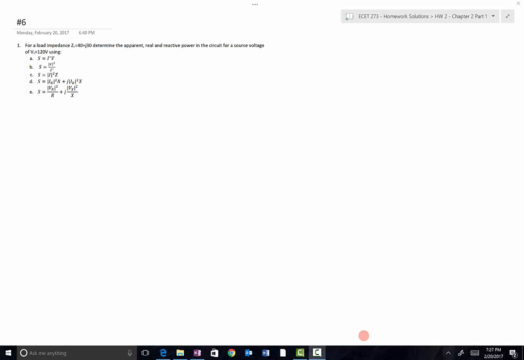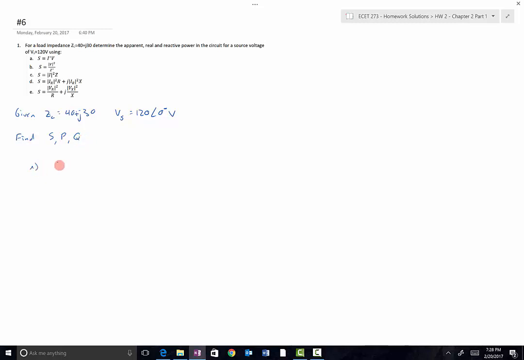So given all the stuff up here, ZL is equal to 40 plus j30. It's supposed to be a plus sign there. Vs is equal to 120 angle 0. It's the reference voltage. Given those formulas, find S, P, and Q: apparent, real, and reactive power.